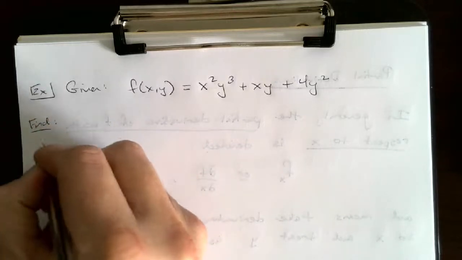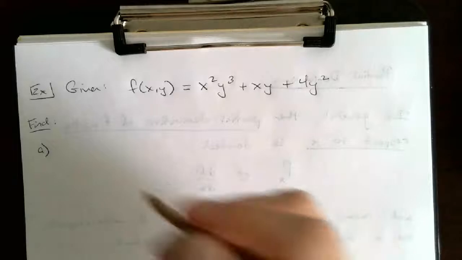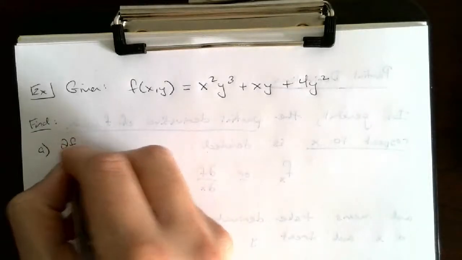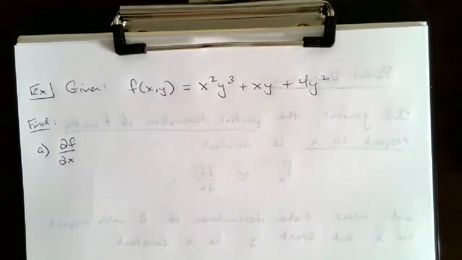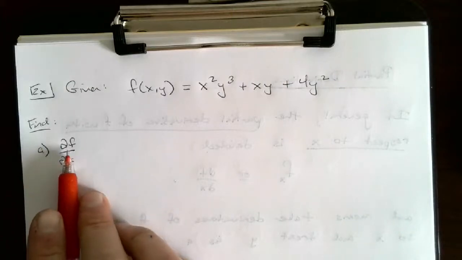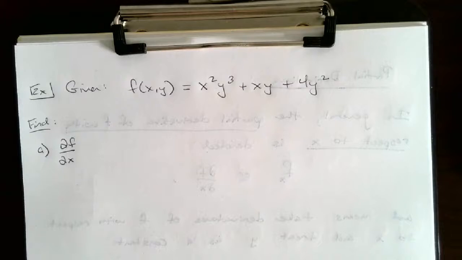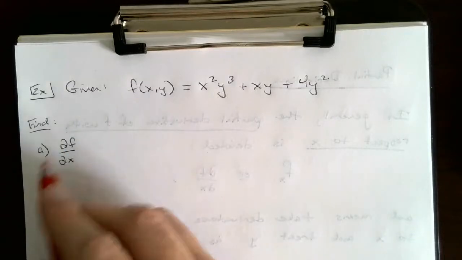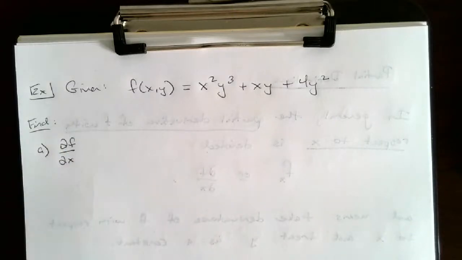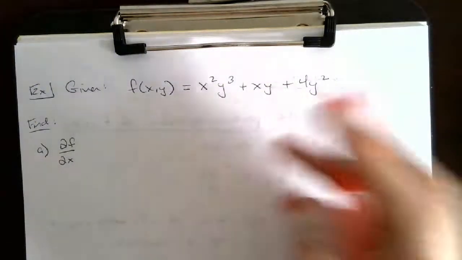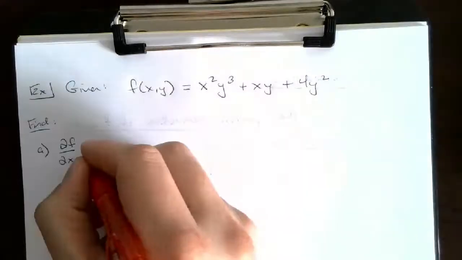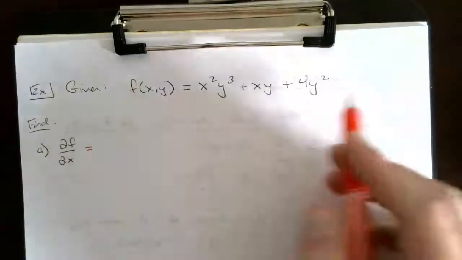We'll find the following. For the first one, a, let's say the derivative of f with respect to x. I wrote it in Leibniz notation there, so make sure you know what it means: the partial derivative of f with respect to x. That's why we have the curly d there. So how do we do it? Well, we have to look at each of the terms individually. Remember, you're treating x as a variable and y as a constant, because it's with respect to x.